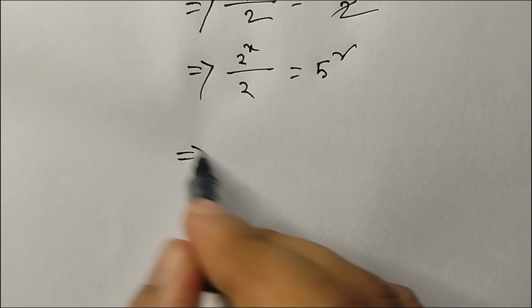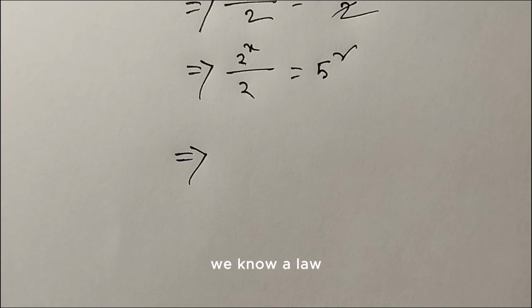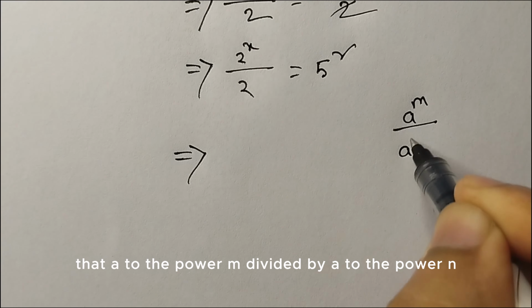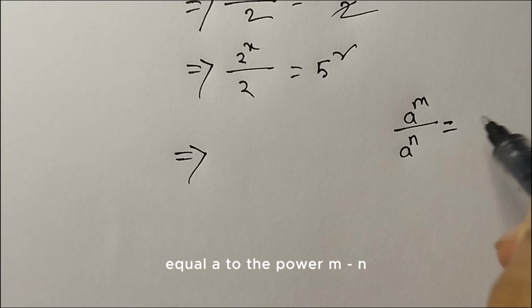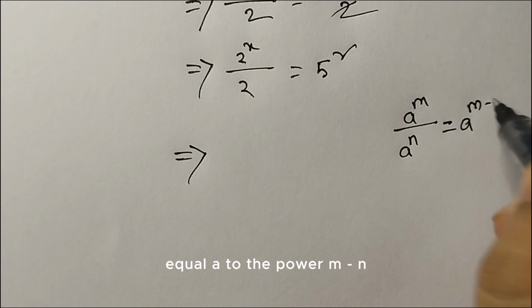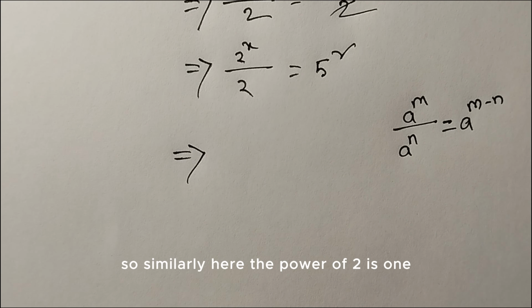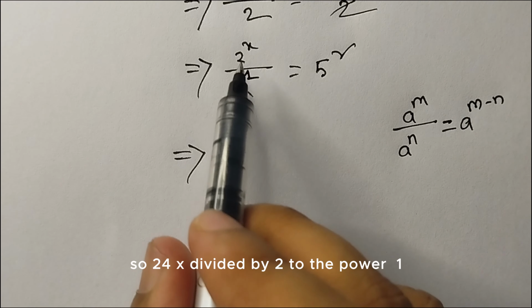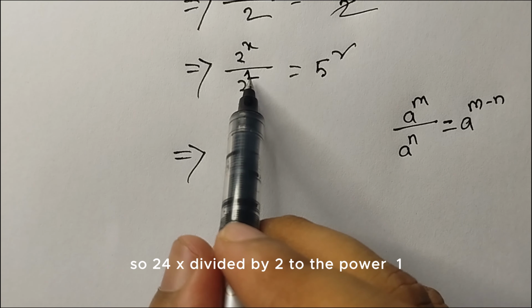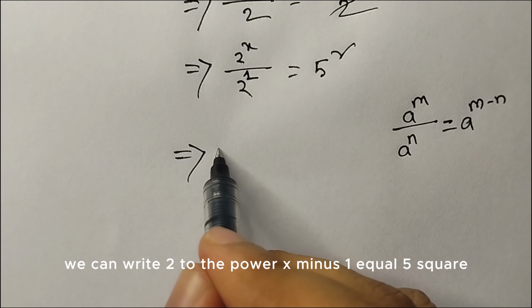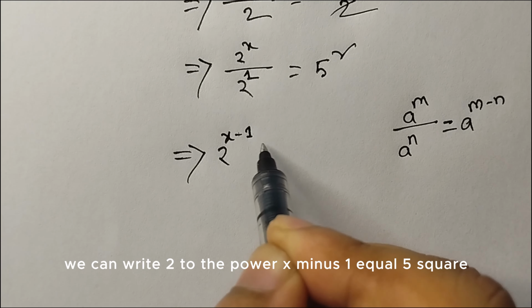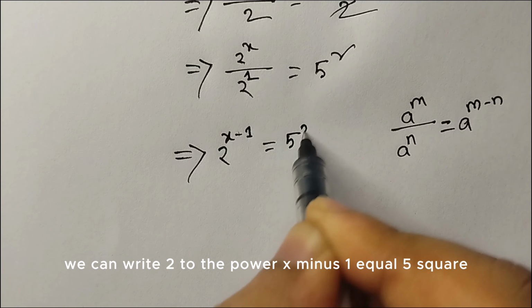Now we know a law that a to the power m divided by a to the power n equals a to the power m minus n. So similarly here the power of 2 is 1. So 2 to the power x divided by 2 to the power 1, we can write as 2 to the power x minus 1 equals 5 squared.